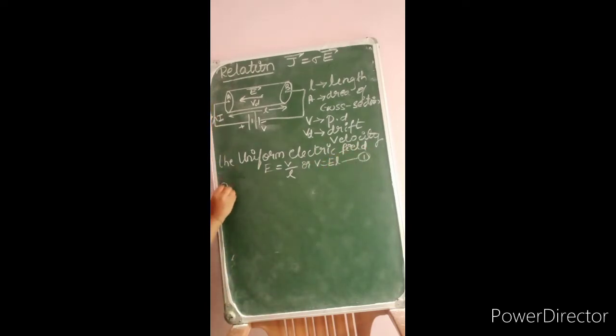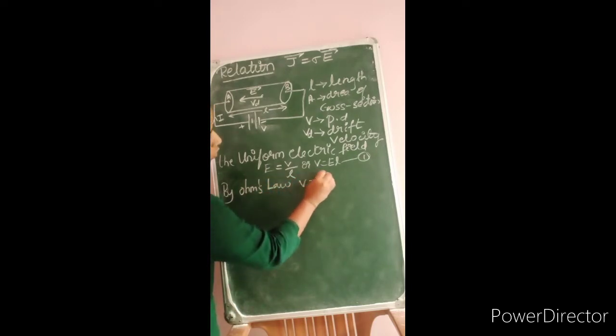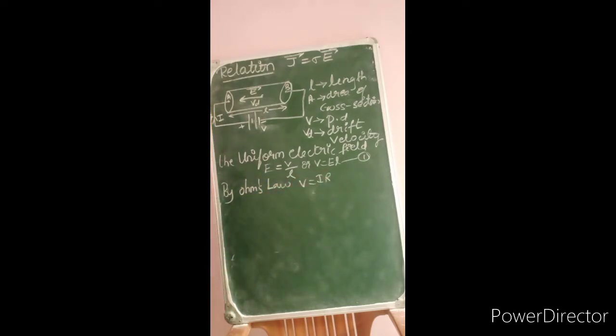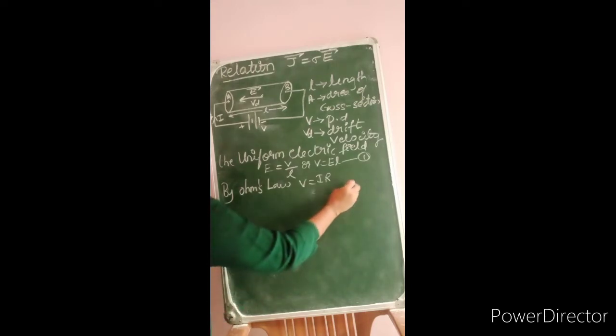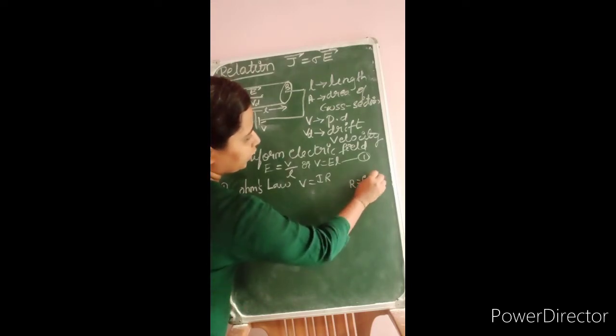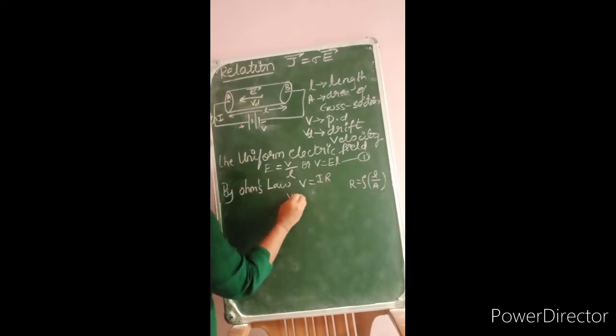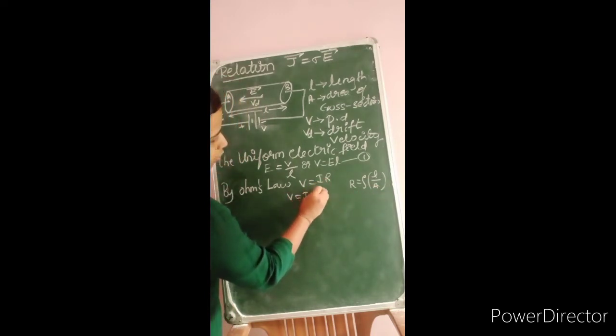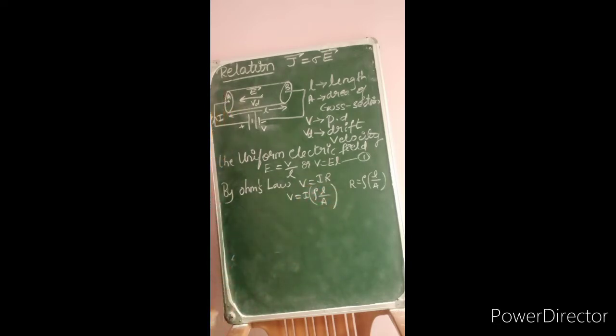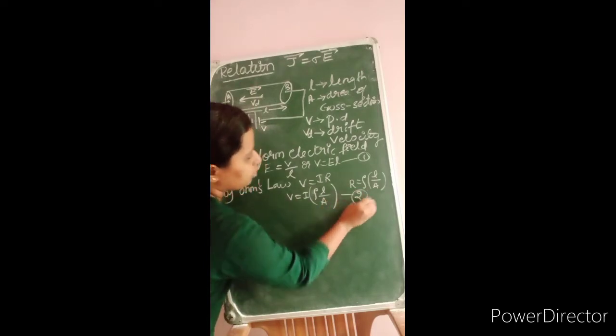By Ohm's law, we know that V is equal to IR. Since R is equal to rho into L divided by A, this equation becomes V is equal to I into rho L divided by A. Take this as equation number 2.